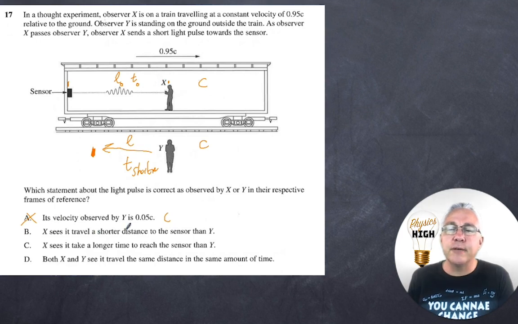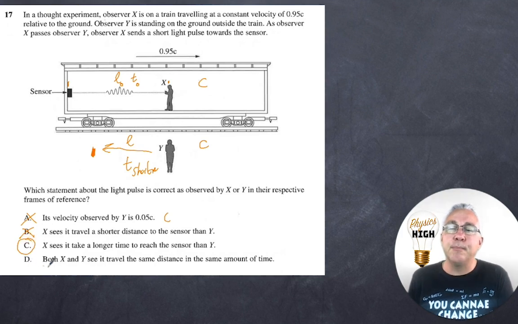X sees it travel a shorter distance to the sensor than Y. Now we've established that this distance stays the same the whole time, so B is incorrect. C. X sees it take a longer time to reach the sensor than Y. That is true because this length is larger, so therefore this time is going to be longer. So this certainly sounds correct.